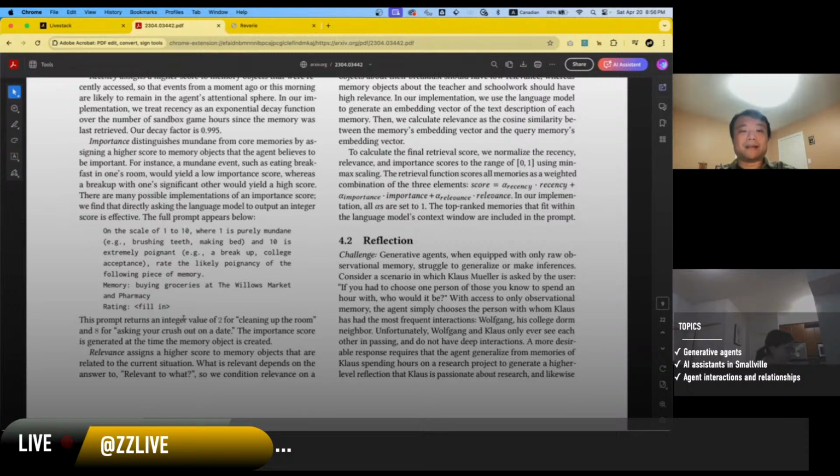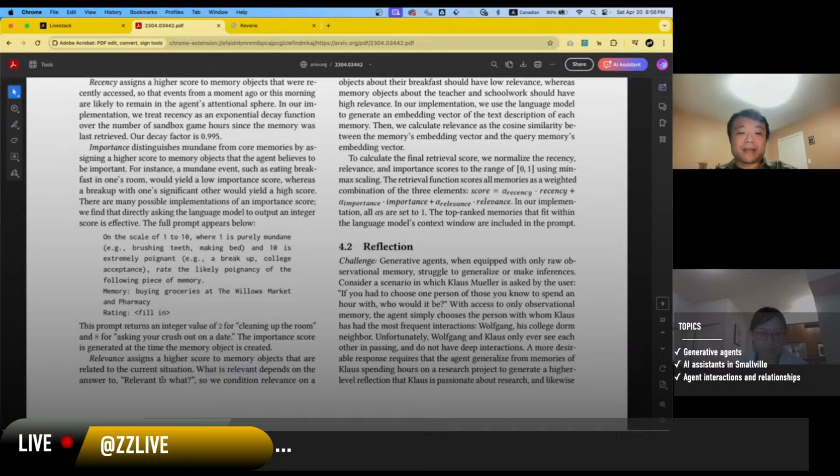Okay, I think I know why they want importance, because they want some sort of sanity check. A lot of times, if you just do pure relevance matching, you still end up getting weird things. You could end up getting brushing teeth as one of the top results, but you want to smack that down because that's not important, right?